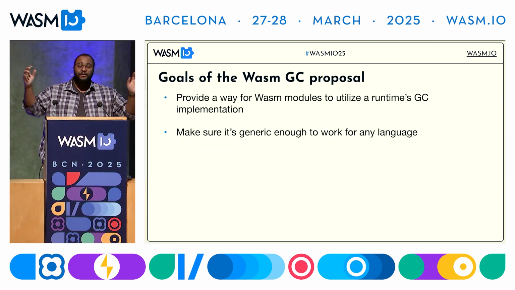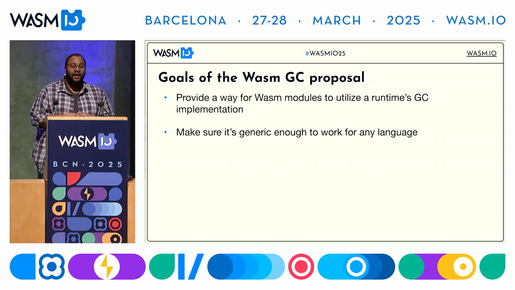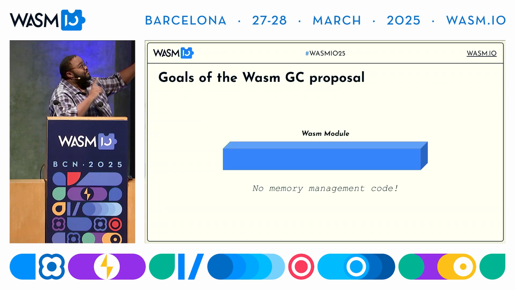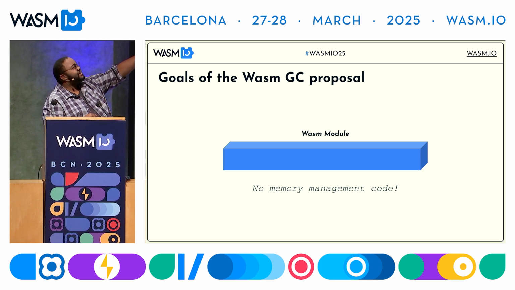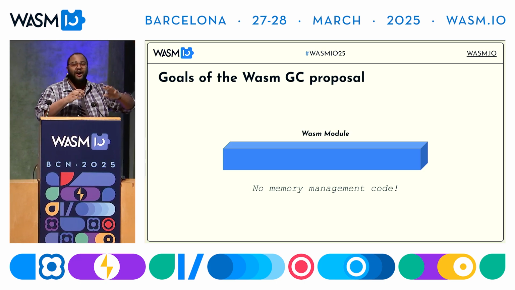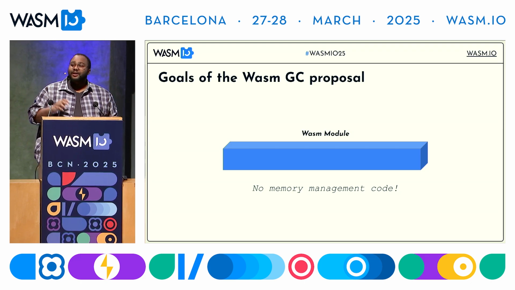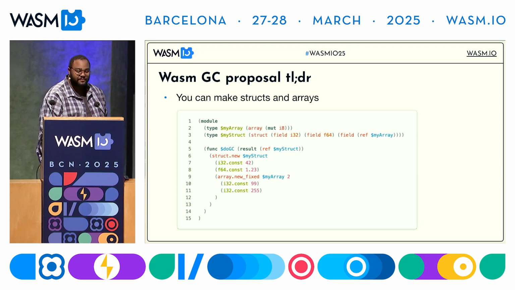So, goals of the Wasm GC proposal. Provide a way for WebAssembly modules to utilize the runtime's GC implementation, and then make sure it's generic enough that it's going to work for any language. Different languages sometimes want different things out of a GC implementation, but as long as it's generic enough, it should be perfectly fine. And then the big goal is, if you're a high-level language, your WebAssembly module should just be all user code, like no allocator, no GC implementation, no nothing.